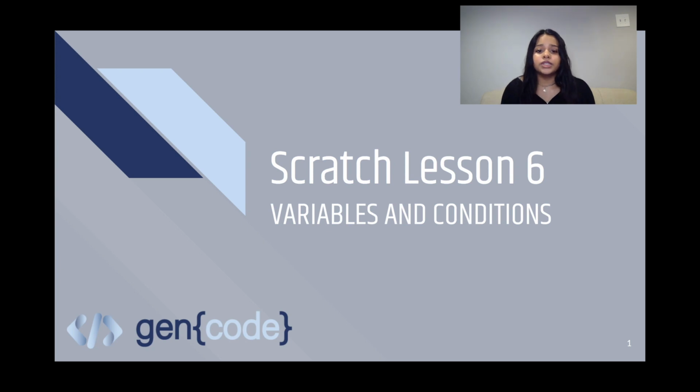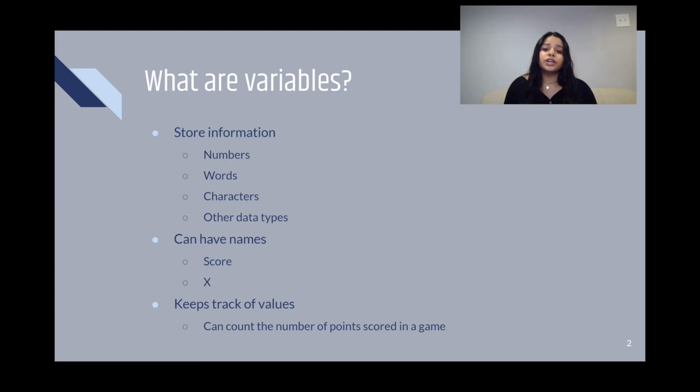Now, I've grouped these two together because we're going to be touching very briefly on both topics, just sticking to general ideas so we can add a new component to our game. So, what are variables? Let's start with that. Well, variables are something that's used in code to store information. They can store numbers, words, characters, and different data types, but we're just going to focus on numbers for now.